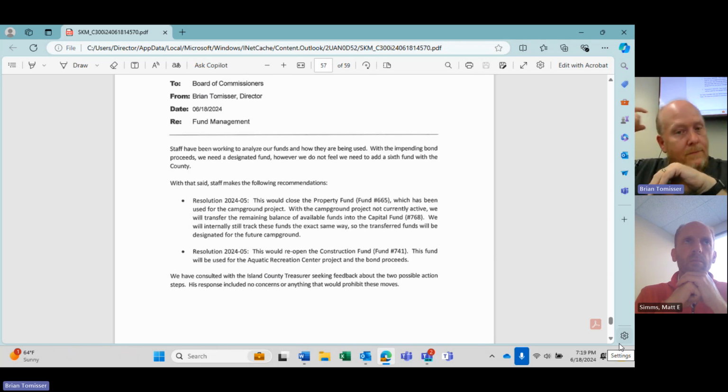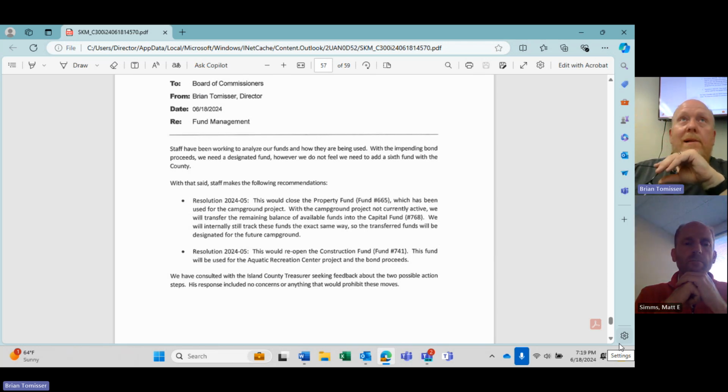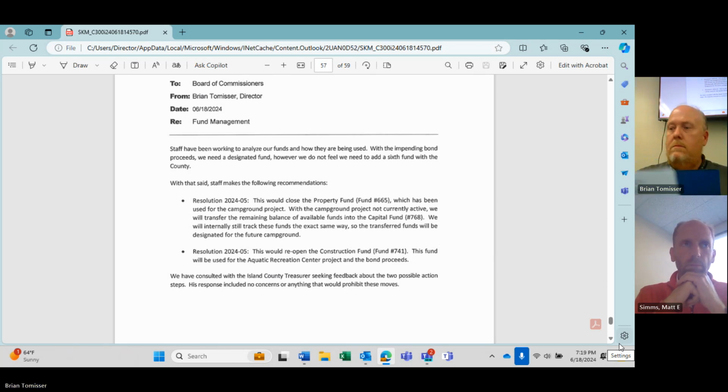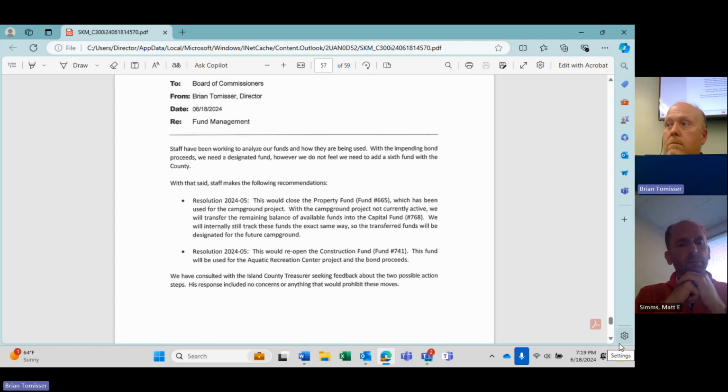I'll second. It has been moved and seconded to approve resolution 2024-05 to close the property fund number 665. All those in favor say aye. Jake, aye. Matt, aye. Jennifer, aye. All those opposed say nay. The ayes have it and the motion passes.